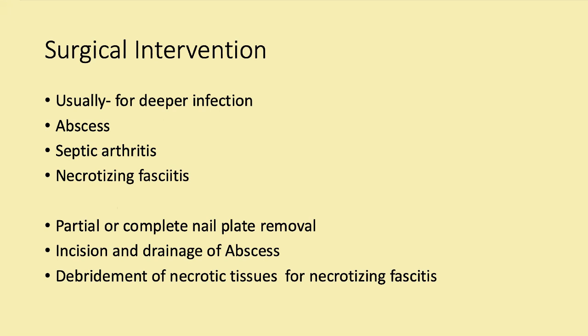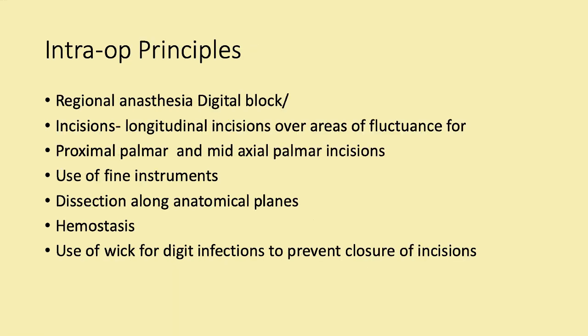For surgical intervention, usually for patients with deep-seated abscesses and patients with deeper infections, such as necrotizing fasciitis, flexor tendon synovitis, patients with septic arthritis, surgical interventions are indicated. For paronychia, you can do a partial or complete nail plate removal and also open the eponychial folds for open drainage of the abscess. Incision and drainage of abscesses is usually done for patients with deep-seated infections. For patients with necrotizing fasciitis, we do debridement of necrotic tissues and then definitive closure when the patient is optimized and the wound bed is clean.